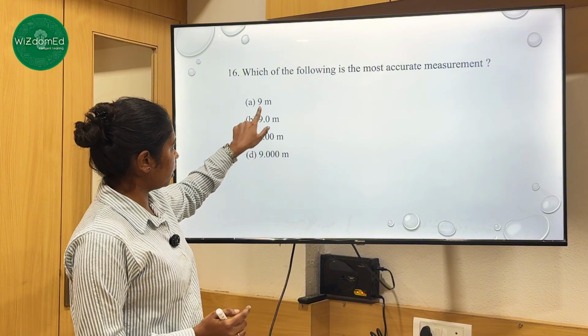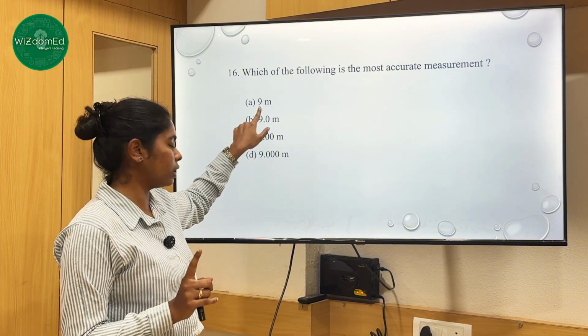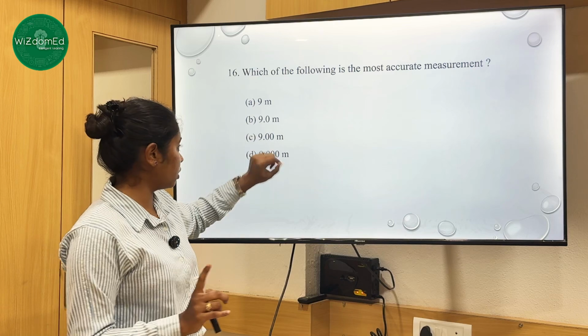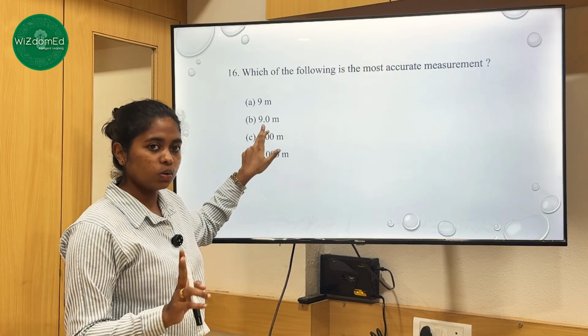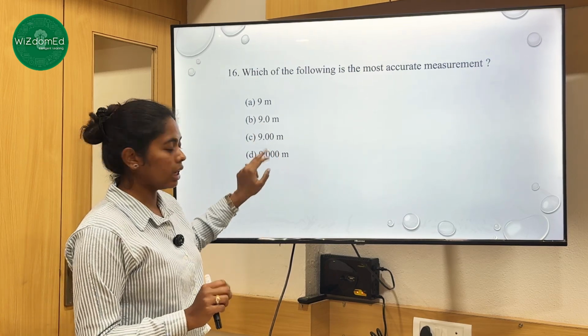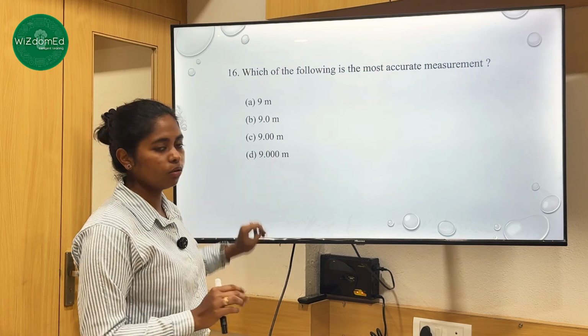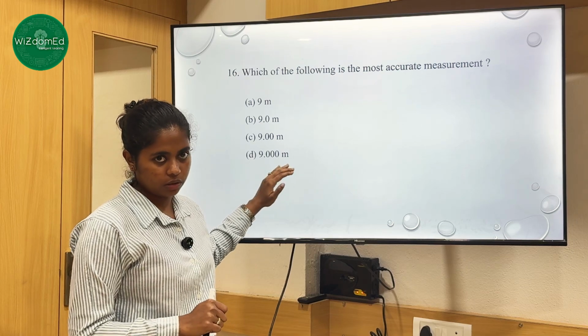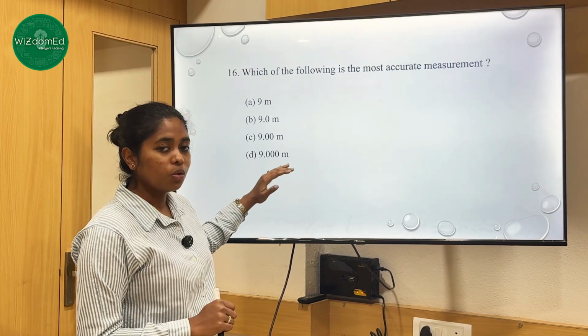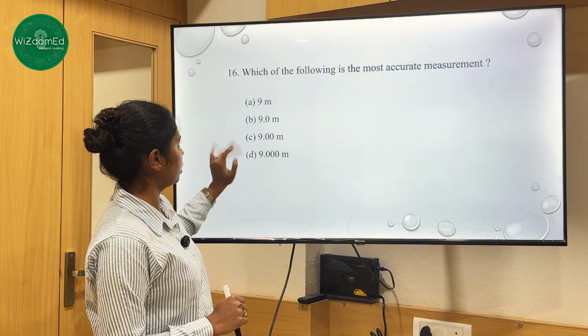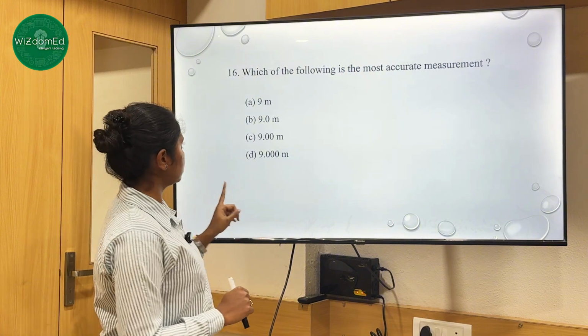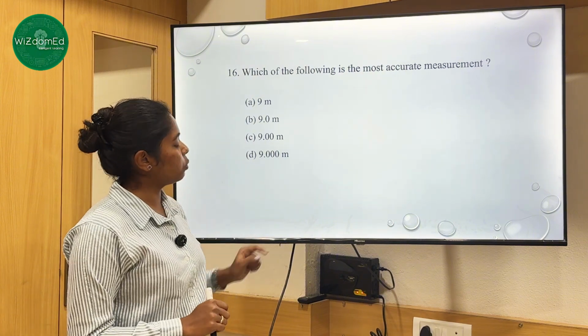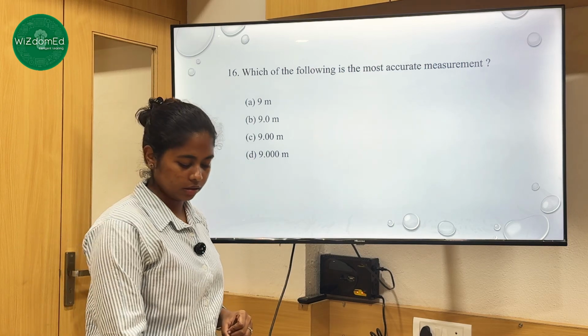When you see option A, there is only one number, so it is going to have only one significant figure. In option B there are two significant figures, in option C there are three, and in option D we have four significant figures. As option D has more significant figures, this is going to be the most accurate measurement for the given question. So the right answer for this question is option D, which is 9.000 meters.